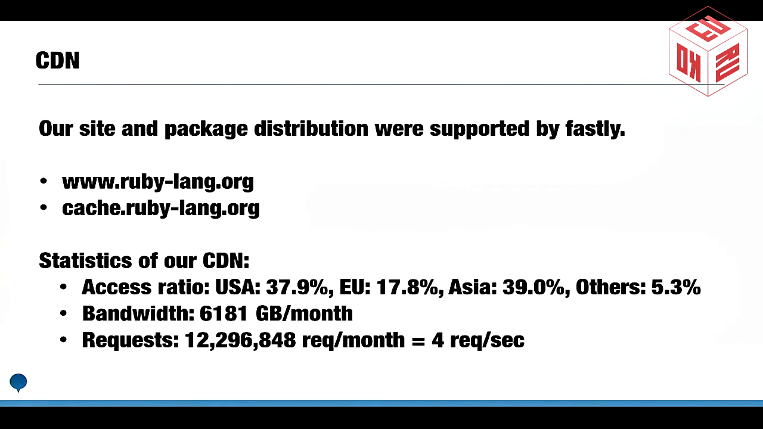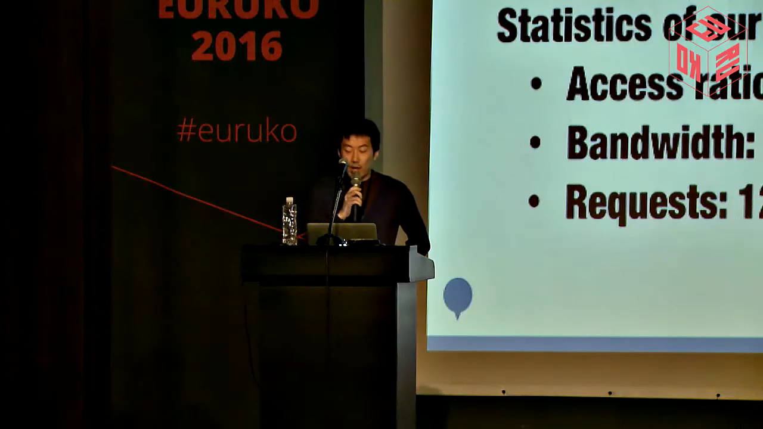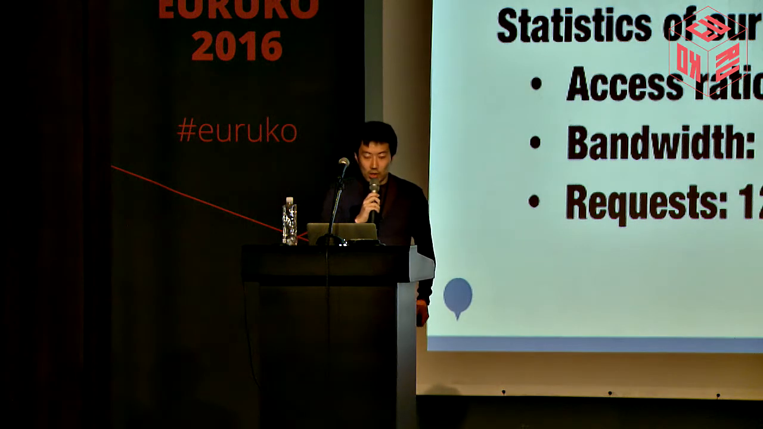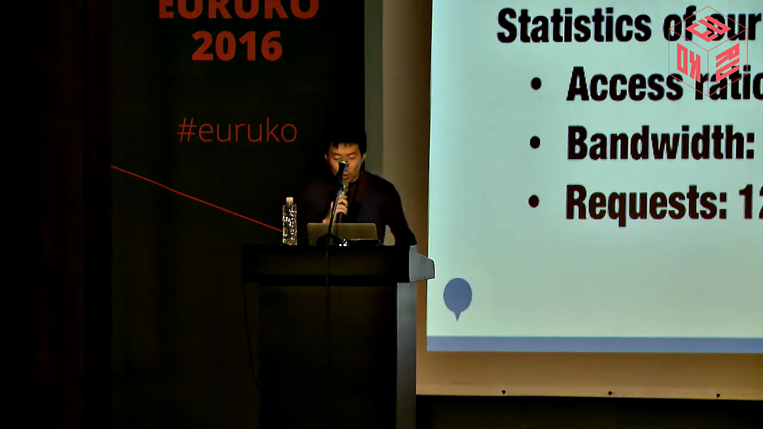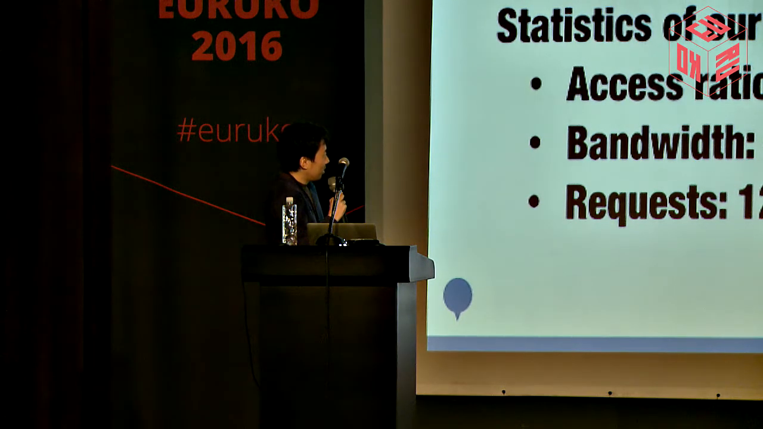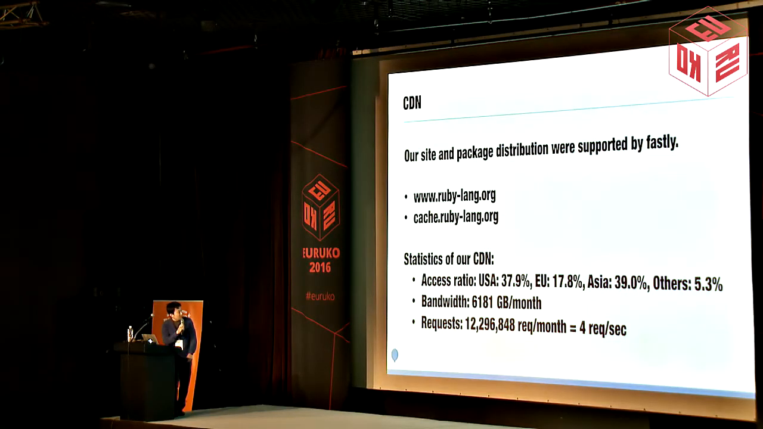I have responsibility for the site reliability and web operations. We are now supported by Fastly for CDN. www and cache.ruby-lang.org are distributed from Fastly. Cache is a package distribution site. If you need our latest Ruby package, please use cache.ruby-lang.org instead of ftp.ruby-lang.org. It's so fast. This is the current usage status of Fastly. The USA is 37.9%, the European region is about 17%, Asia is about 14%, and other nations are 5%.